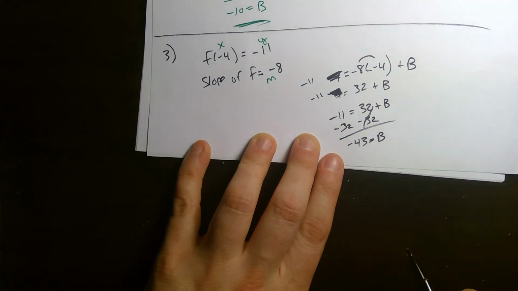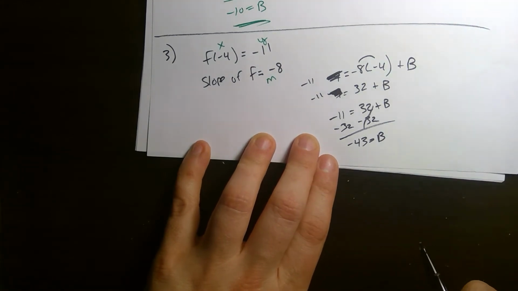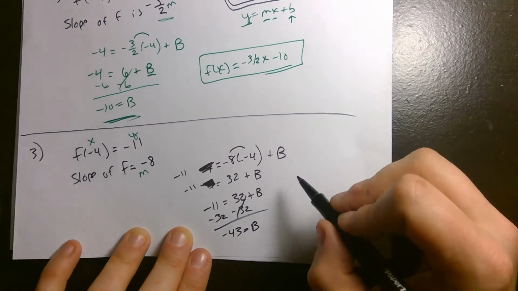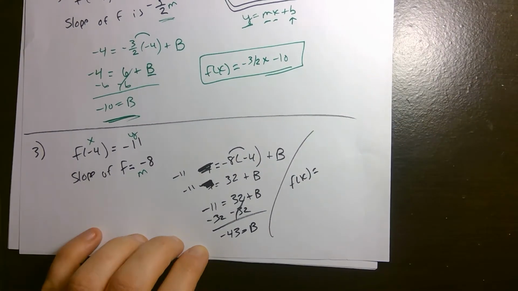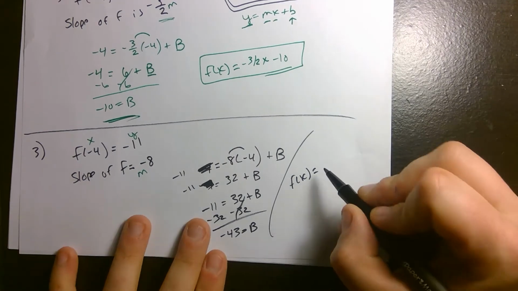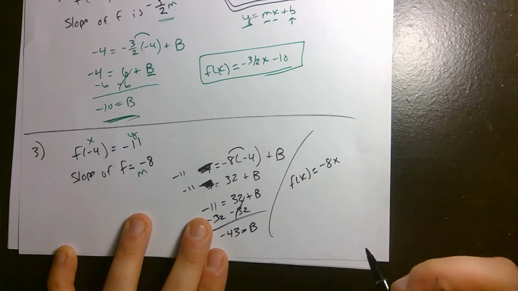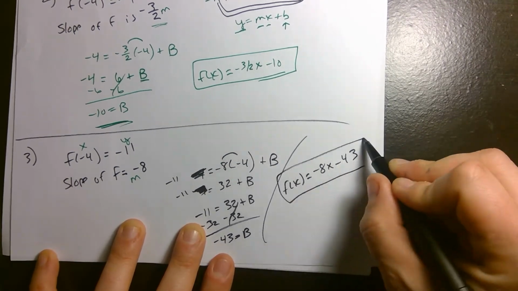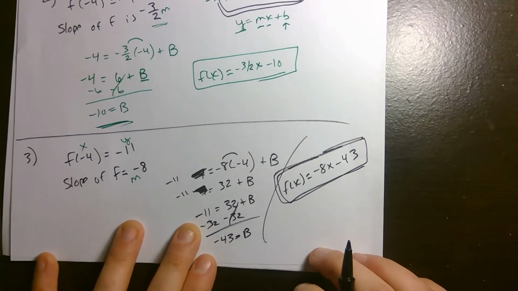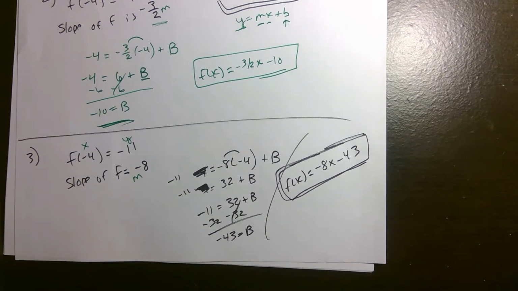Okay, if it's a weird number, it doesn't matter. This is just to prove a point. Can you do it? And so then over here, for my answer, I'm going to put f of x equals, and my slope that they gave me was a -8. So I'll have -8. X stays x and goes right beside the slope. And then I'll have -43. And this guy right here is my function. This is what you will type into Hawks. And we are completely done with this problem.